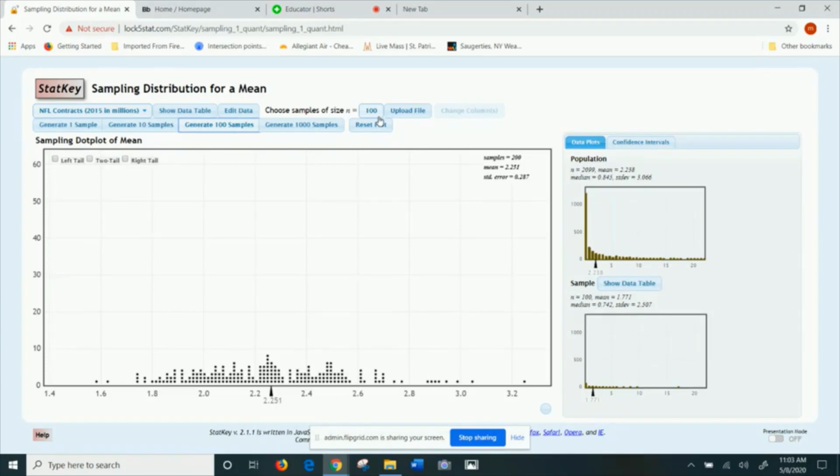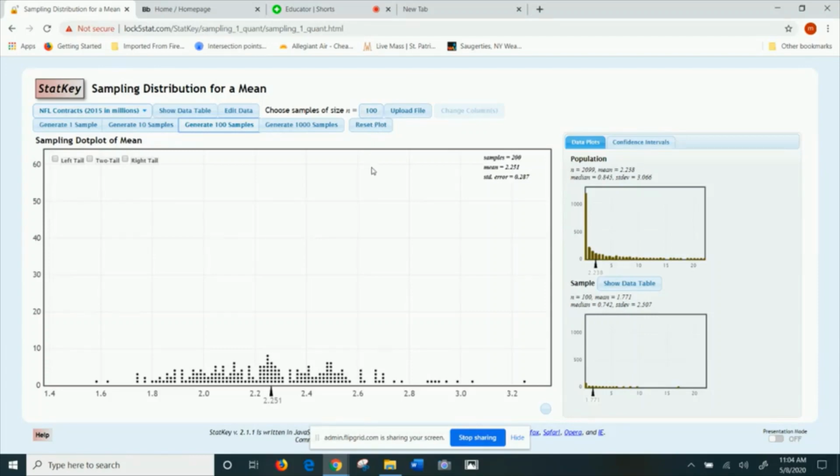All right, so what happens when we change the sample size? Well, as we increase the sample size, the standard deviation gets smaller. So as we increase the sample size, the standard deviation decreases.